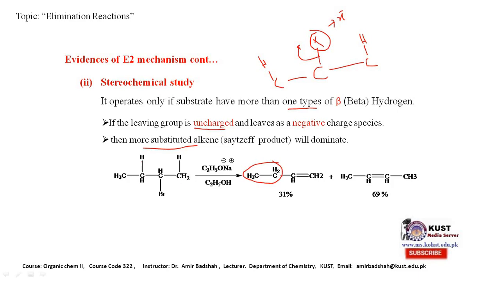And if this hydrogen is abstracted, the double bond will be here. So there are two alkyl groups present now along with the double bond. So this is the more substituted. So the more substituted alkene will be formed only when the leaving group leaves as a negative charge.